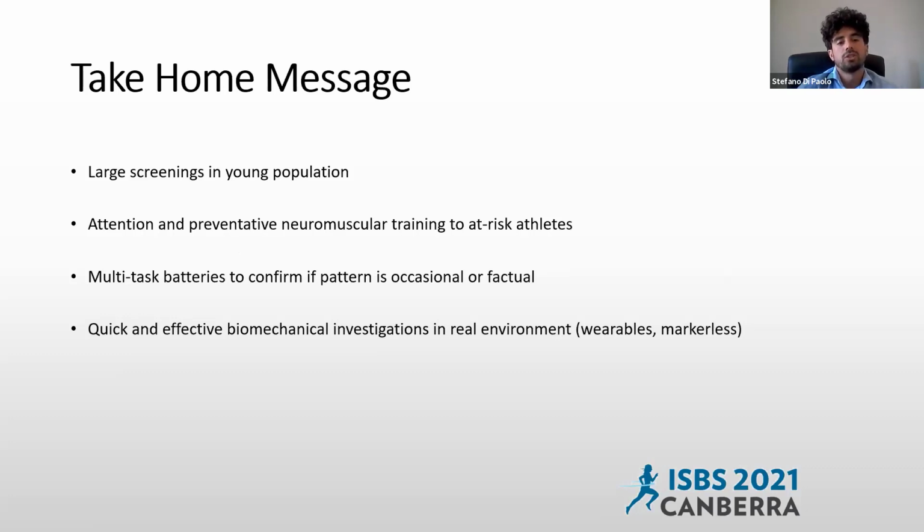So as take-home message, we say that large training in young population is needed toward these biomechanical risk patterns, and that when athletes with at-risk patterns are found, attention should be paid to them with preventative neuromuscular trainings. Then we also say that multitask batteries are needed to confirm if this pattern is just occasional or factual. So if this pattern happens just once, or if it's really something that happens often in a player's motion.